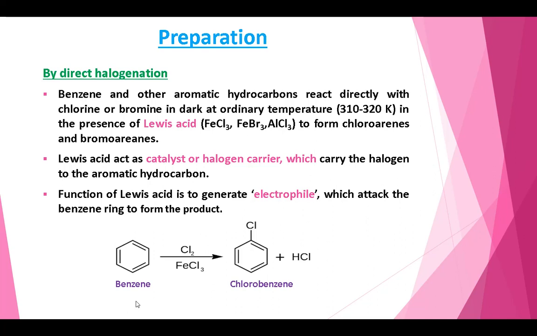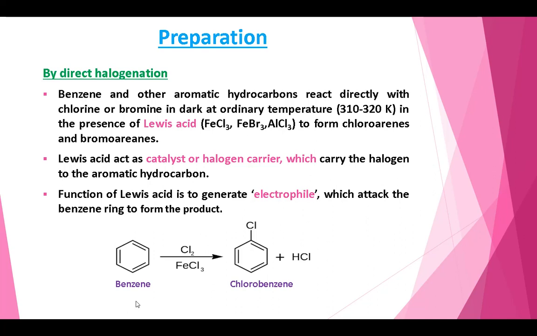For example, benzene reacts directly with chlorine or bromine in dark, at ordinary temperature, in between 310 to 320 Kelvin, in the presence of Lewis acid to form chloroarenes or bromoarenes respectively. Why is Lewis acid used in this reaction? This is due to two reasons.